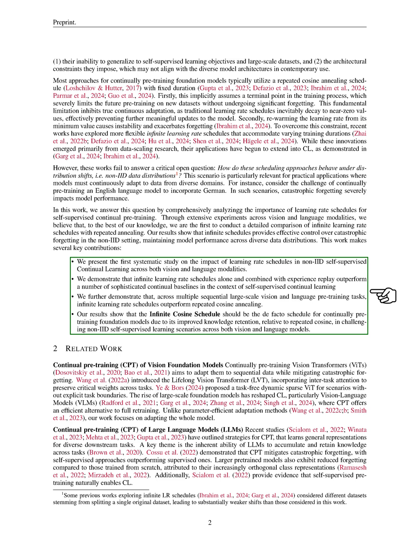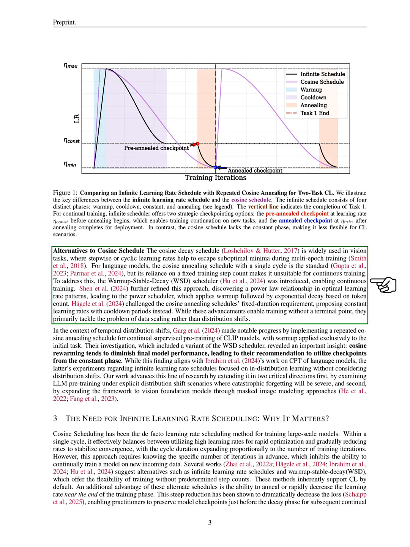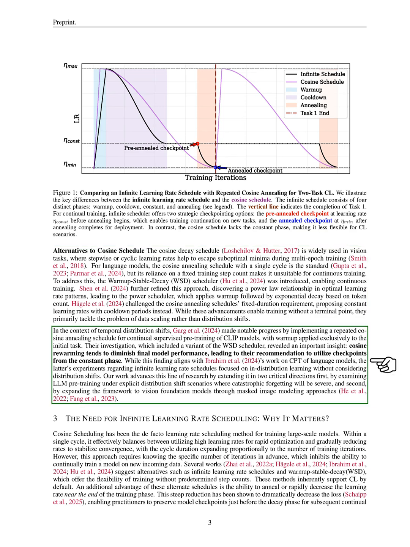In the related work section, we discuss continual pre-training of vision foundation models, which aims to adapt vision transformers to sequential data while reducing catastrophic forgetting. We also review continual pre-training strategies for large language models, highlighting their ability to retain knowledge across tasks. Furthermore, we explore alternatives to the cosine schedule, noting that while some advancements allow for continuous training, they primarily address data scaling rather than distribution shifts. Our research builds on this by examining pre-training under explicit distribution shifts and expanding the framework to vision foundation models through masked image modeling approaches.